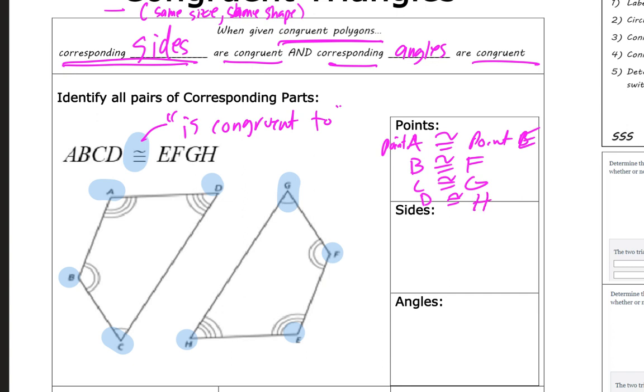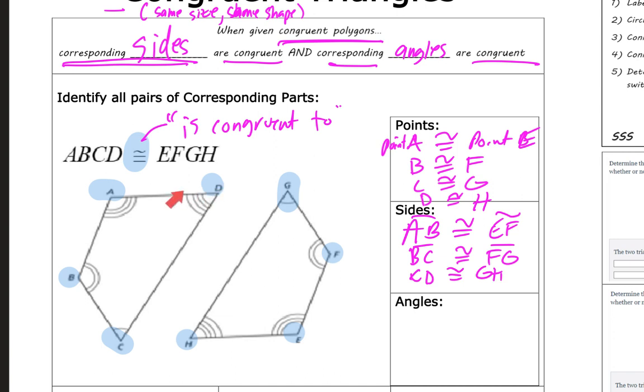All right, so we said corresponding parts are congruent. So the sides: AB goes between the first 2 letters, so side AB is congruent with side EF. Then what about this side, BC? Well, BC is these two, so BC is congruent with FG. What about this one? CD is congruent with GH.